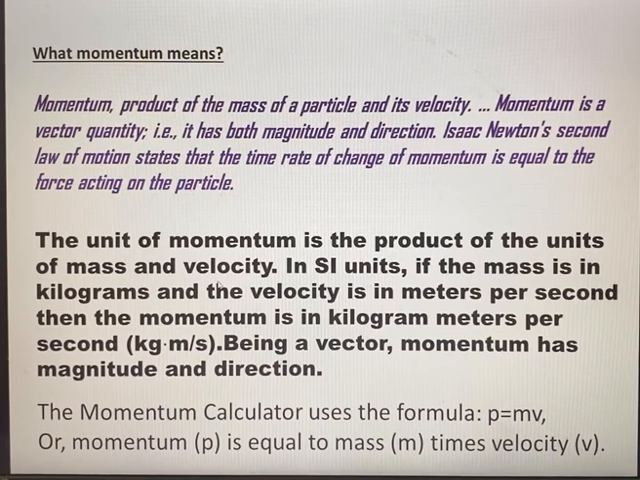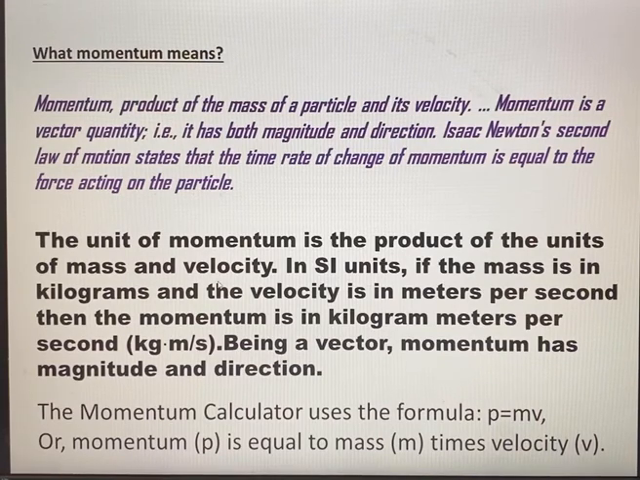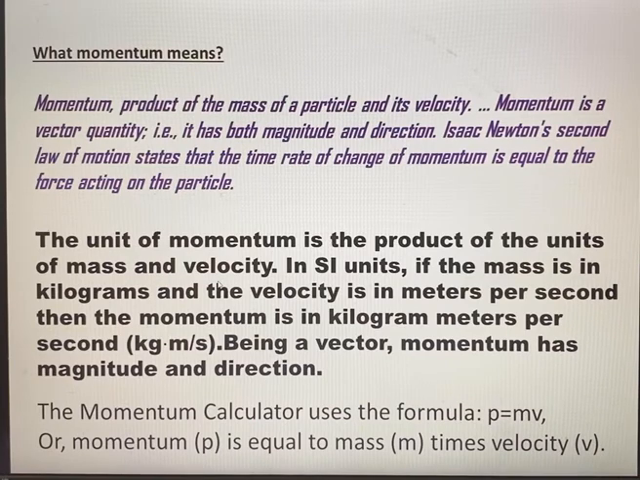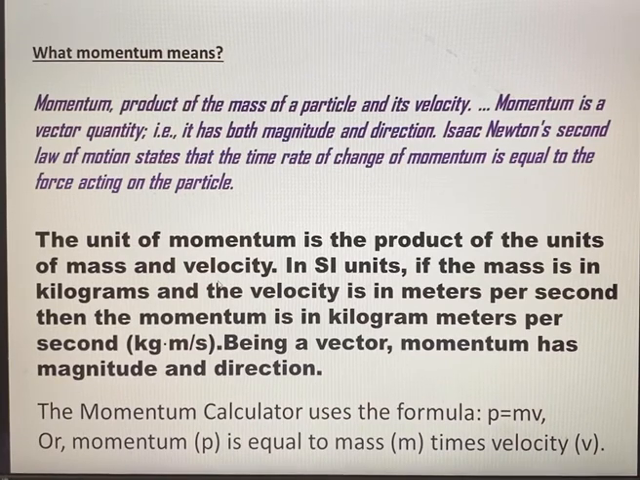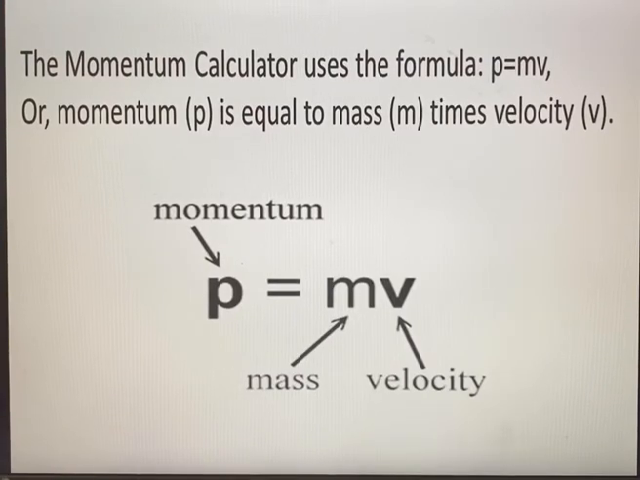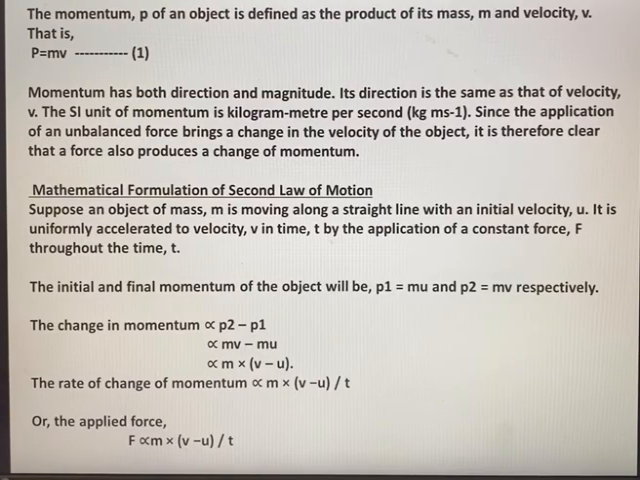Being a vector, momentum has both magnitude and direction. The momentum calculator uses the formula P equals mv, P for momentum, m for mass, v for velocity, or momentum is equal to mass times velocity. Okay, you see the formula? Right, let's do some maths on it.